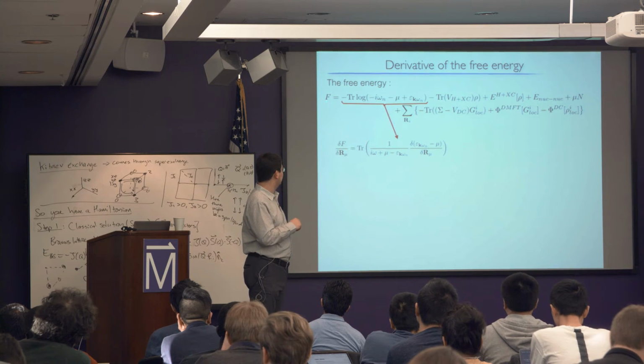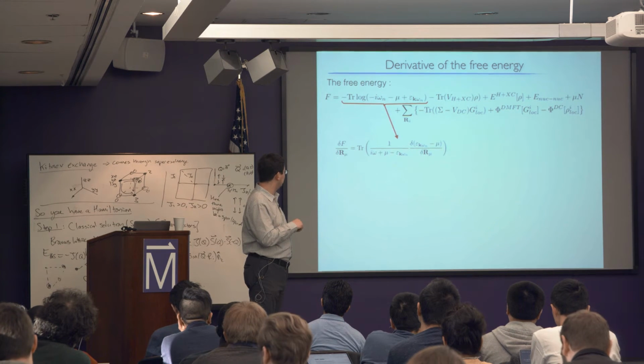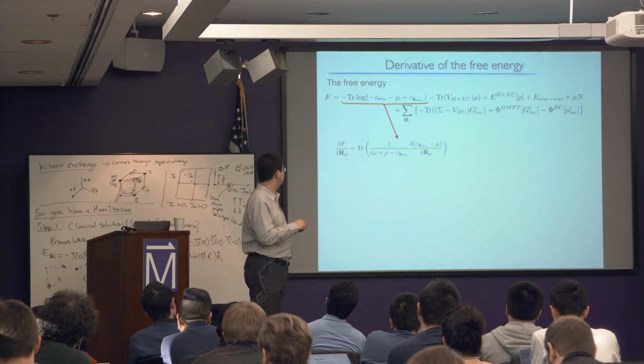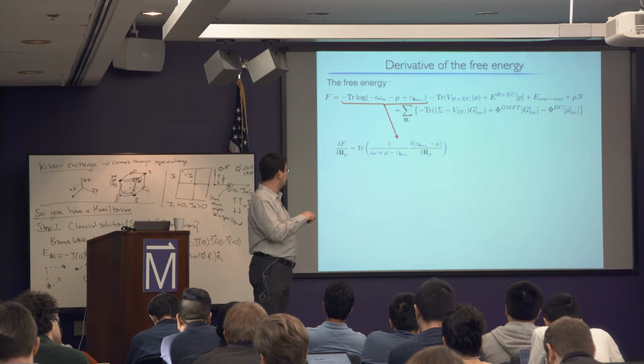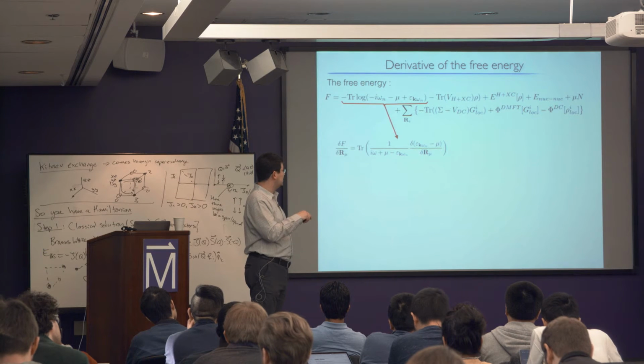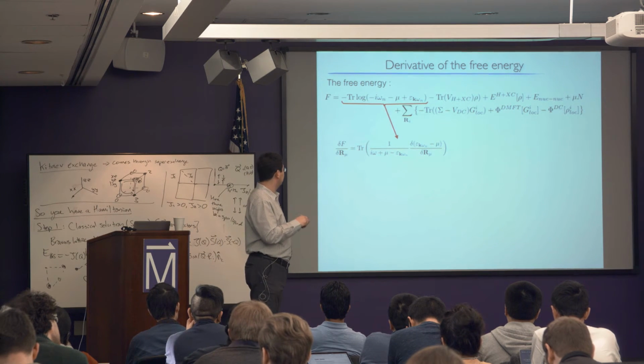Okay? So when you take the derivative of this first term with respect to displacement, what you need to do is take the derivative of these things, which is 1 over this, because it's a log, times the derivative of epsilon k minus mu. So both epsilon k and mu can change when you displace an atom, right? So that's the derivative of this first term.